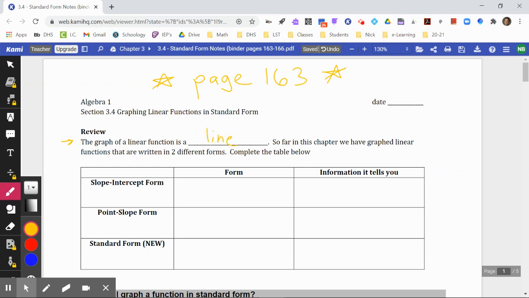So far in this chapter, we have graphed linear functions in two forms below. We've graphed it in slope-intercept form. We've graphed it in point-slope form. And today we're going to learn the third way to graph lines, and that's going to be in standard form.